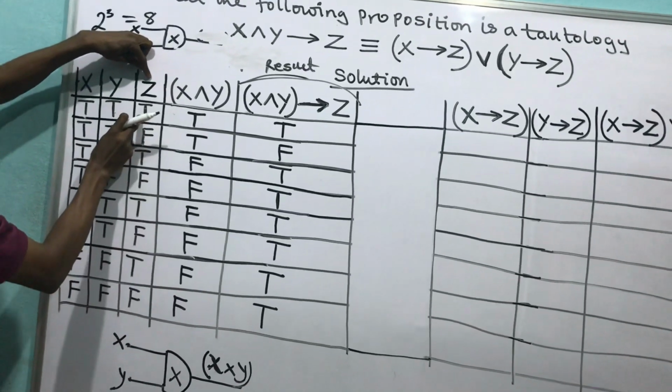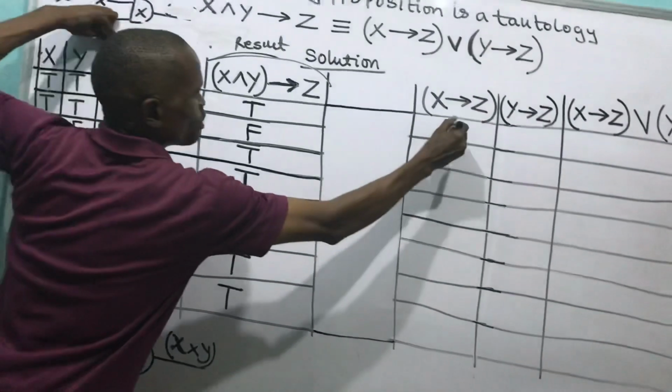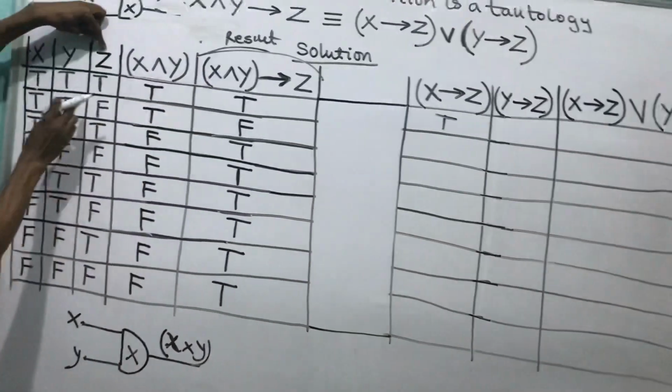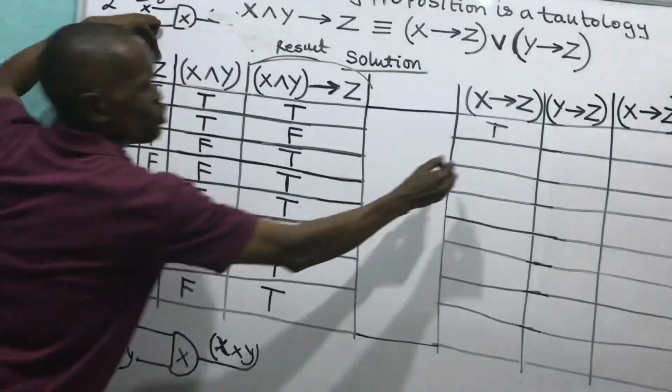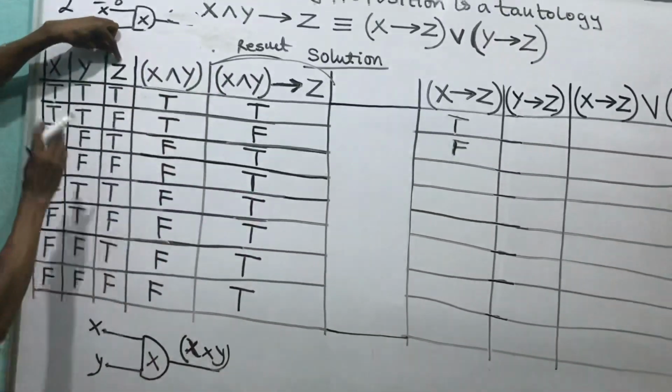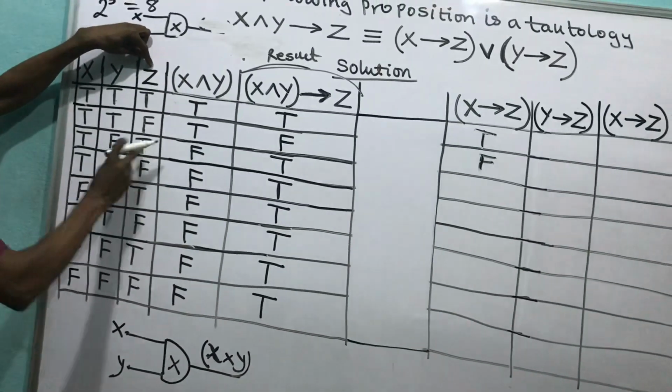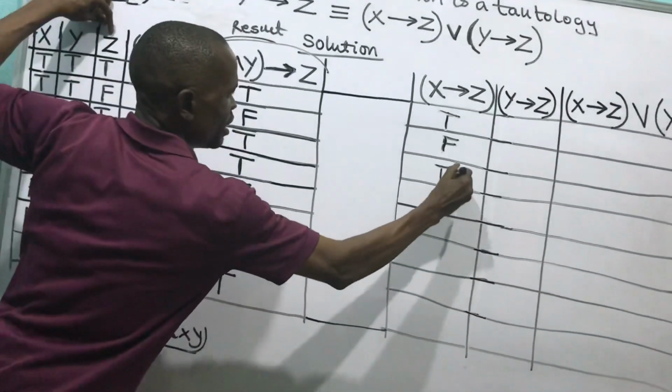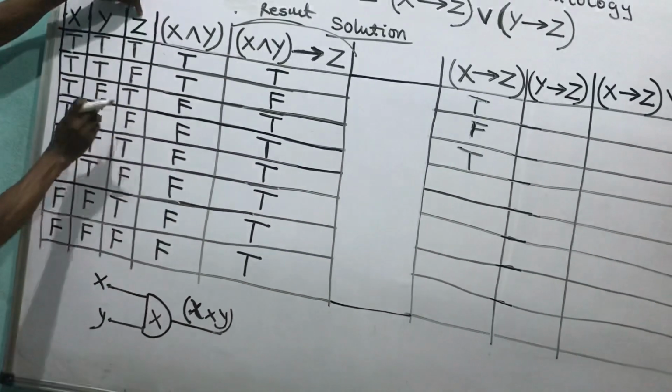And what's the value of Z here? True. I'm going to write true here. And what's the value of Z here? False. I'm going to write false here. Are you following me now? Then what's the value of Z here? True. I'm going to write true here. Then what's the value of Z here?